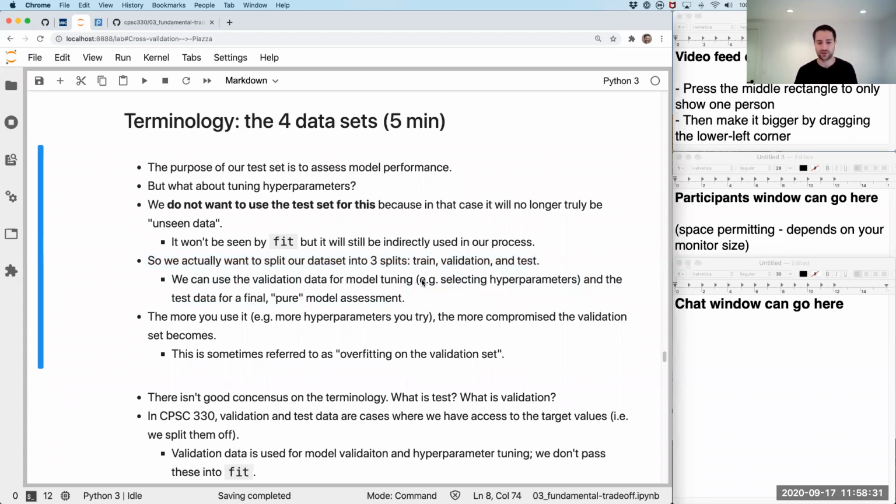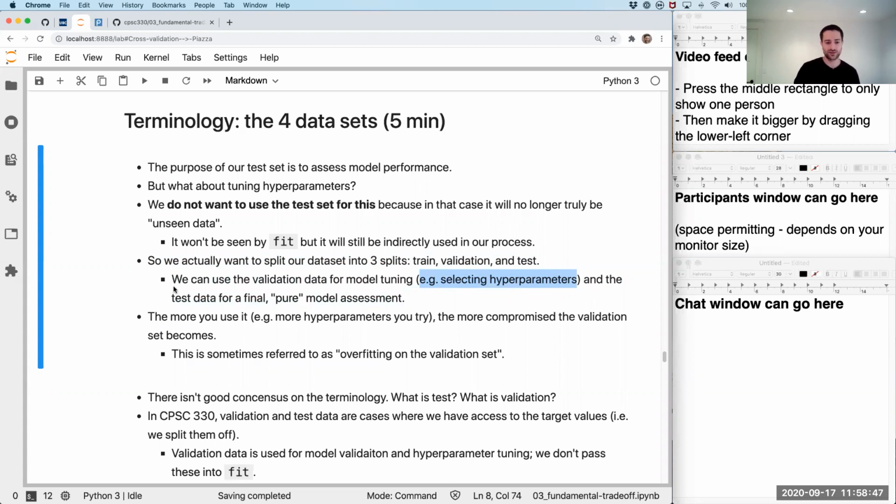Someone asked, what is a hyperparameter? It's something that we talked about at the end of last class. It's basically the thing that the human selects before you start fitting. So the one we've seen so far is max depth on the decision tree, but we'll see many more.